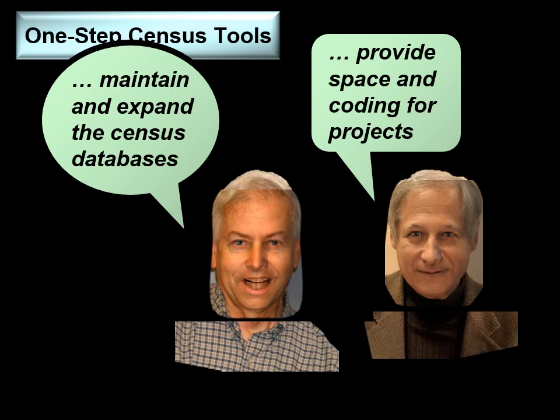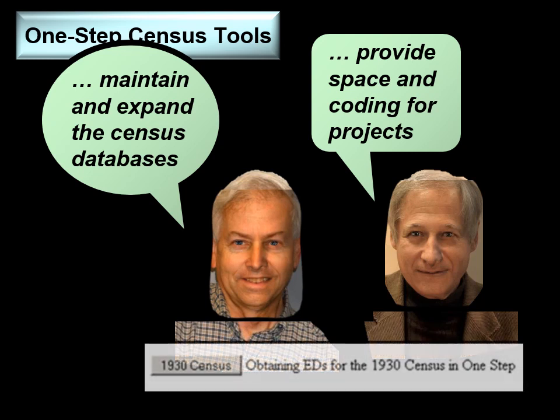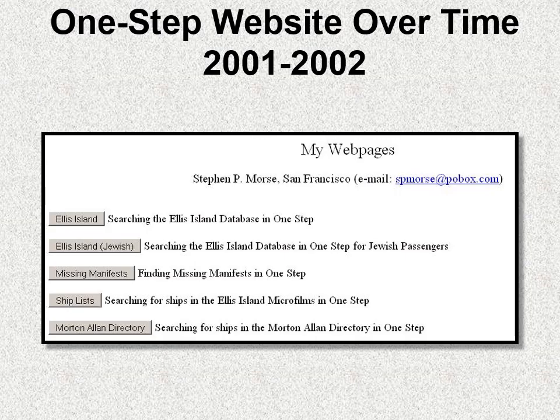Maintain and expand the census databases. And so the 1930 census utility appeared on the One Step website. I didn't realize at the time it was going to be one of many census utilities that eventually ended up on this website. So I thought it'd be useful to take a look at that website over time.